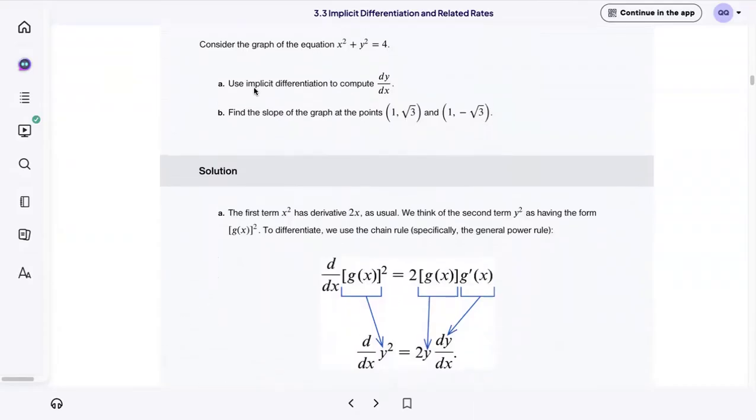Right, again, let's see this example. We have x squared plus y squared equals 4. We want to find dy/dx. Then we want to find the slope of the tangent line at these 2 points.